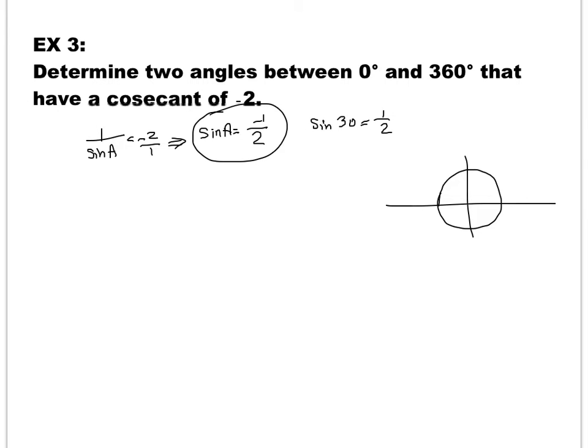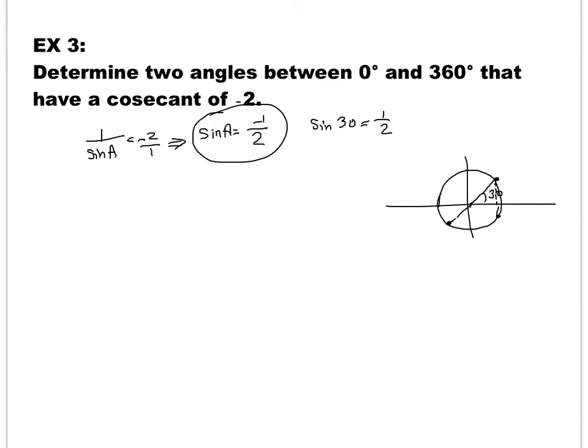So this means that angle A has to be either in quadrant 3 or quadrant 4. Now, the 30 degrees is going to be somewhere around here. To find the corresponding angle in quadrant 3 and 4, I'm going to find the reflection of this point on the origin, and I'm going to get a point here, and also I'm going to find the reflection of this point on the x-axis, and I get here.